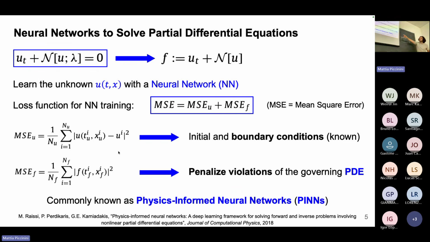The other points here, t_f and x_f, are generated randomly inside the domain. In those nodes you try to minimize and verify the governing equation. These are commonly called collocation points. You define their position, where you want to place them inside the domain, and then you want to enforce the satisfaction of your PDE in these points that you define inside the domain.